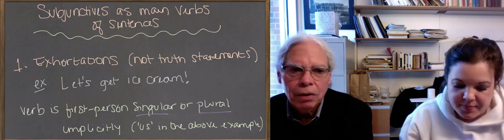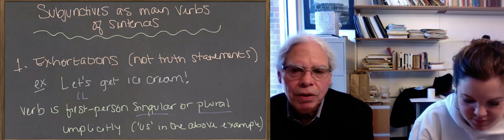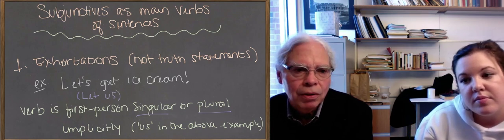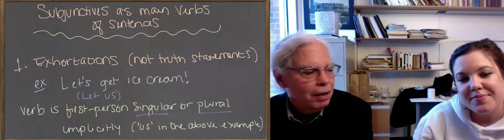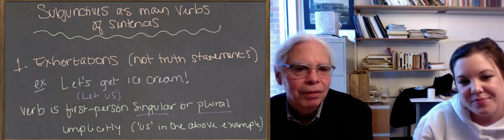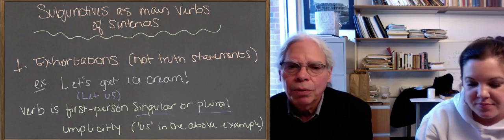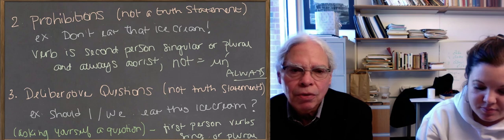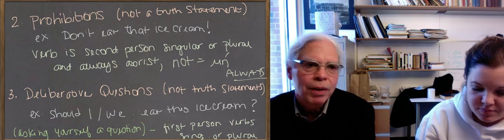And in Greek, you put the verb in such a sentence in the subjunctive. In this case, it's going to be an aorist subjunctive. It's let's be getting ice cream, to be literal-minded, if it's going to be a present subjunctive, all right? That's one type of sentence in which you'd use a subjunctive. You're not stating a truth. You're urging people to do something.